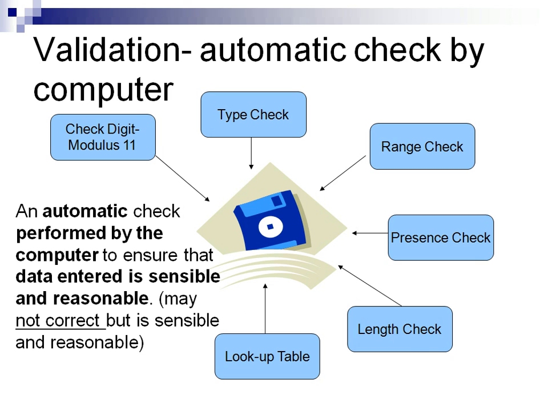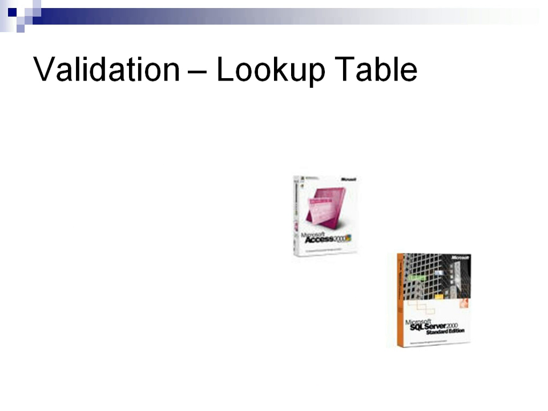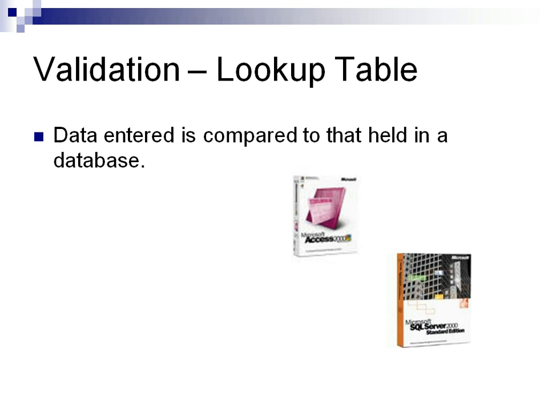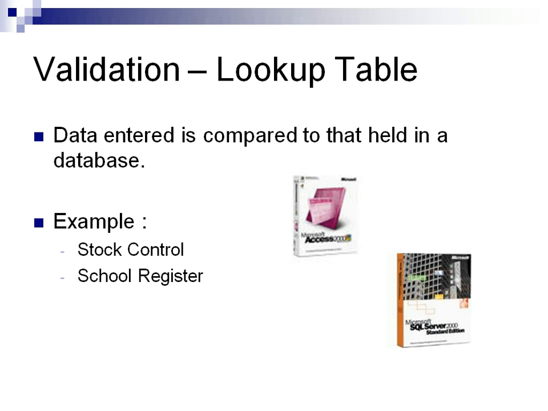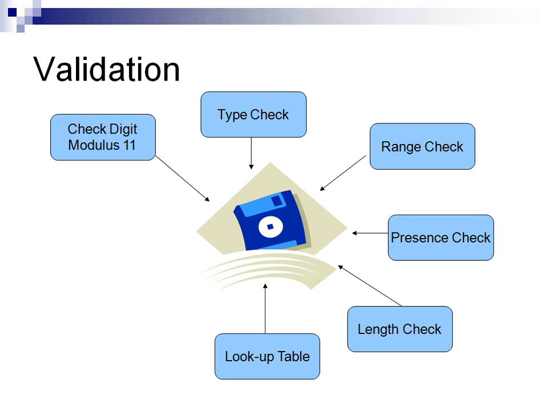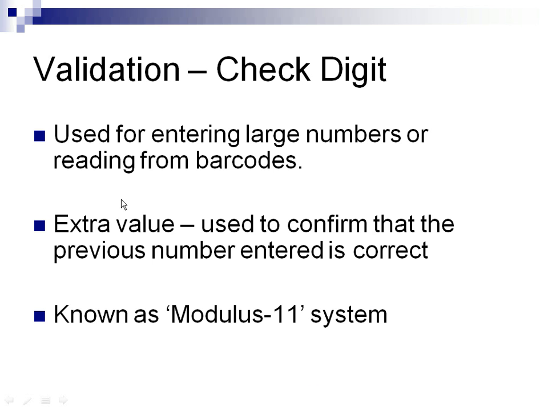Lastly, that brings us on to a lookup table. A lookup table is basically that. It's looking up to make sure the data is held in a list or in a database. So a lookup could be to make sure it falls within a certain list, like Mr., Mrs., Doctor, Professor, whatever. They can be used in school registers to make sure that that item is in the database, and so on and so forth. Lastly, we've got this check 11 or modulus 11 check digit. This is where it gets a wee bit more difficult. A check digit is used for entering large numbers or reading from barcodes.